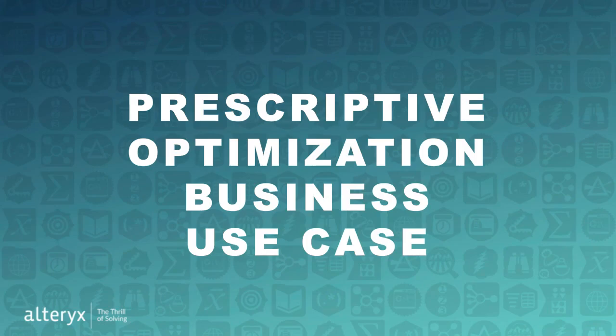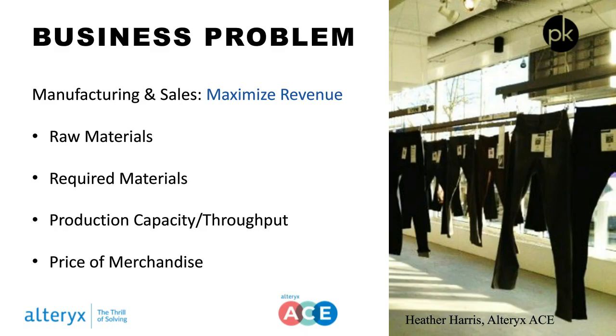So let's take a look at a business case that we would call prescriptive optimization. So my business problem, I really want to maximize revenue. And the things that I have available to me, in this case a clothing manufacturer, is I'm going to have my raw materials, and I'll have my required materials for whatever it is I'm producing. So there'll be requirements around that. And then I have however much I can produce. So we'll call that production capacity or throughput. And then the price of the merchandise itself.